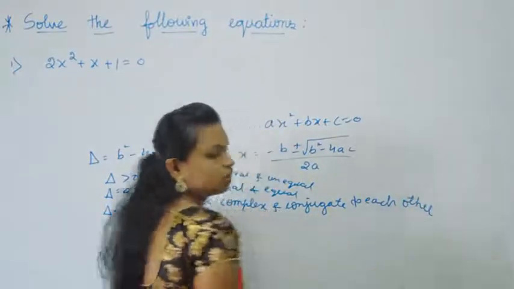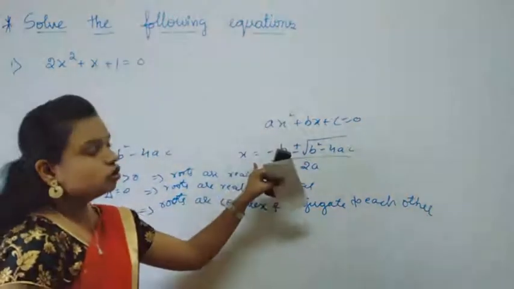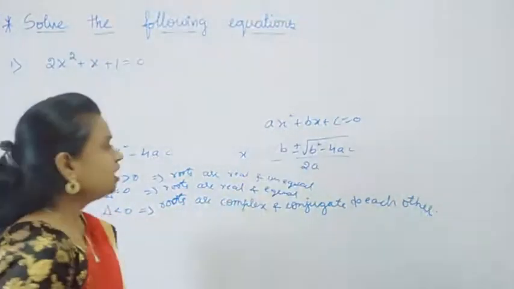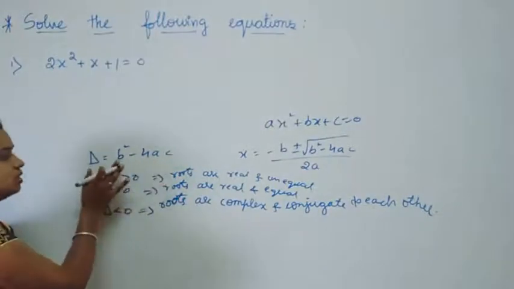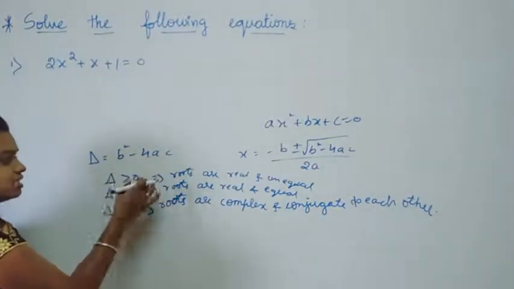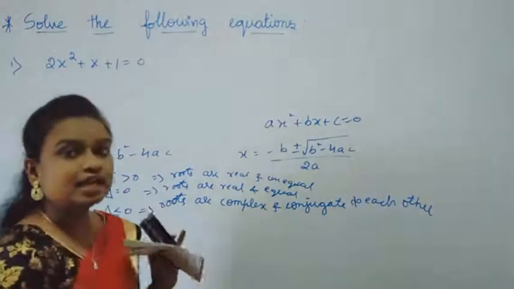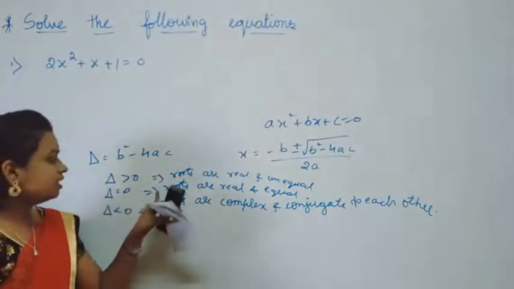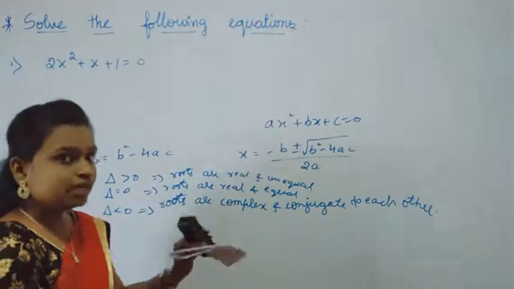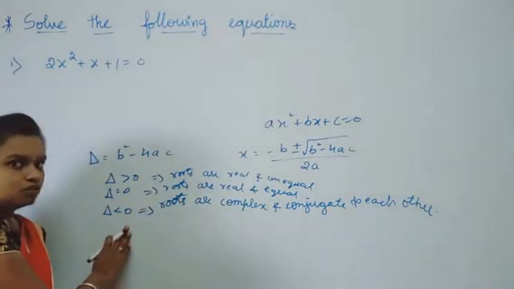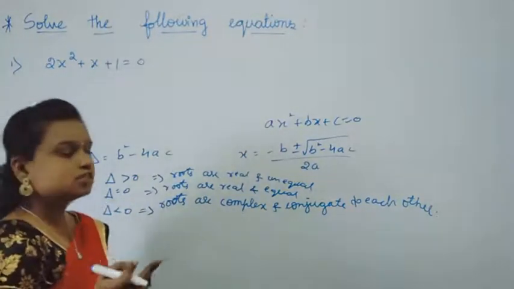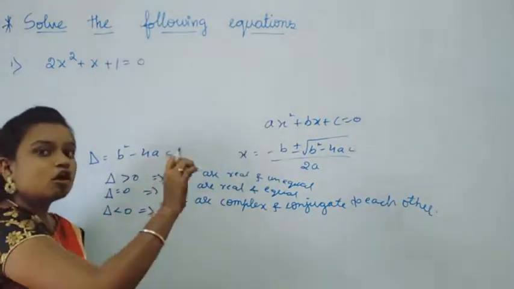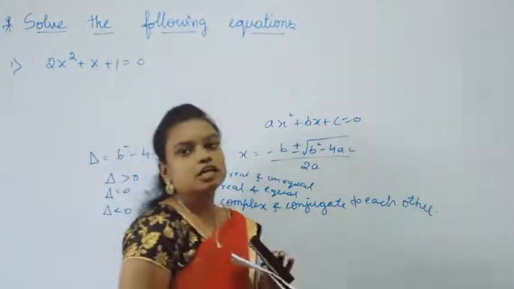Okay. So in quadratic equation, this is the root of the given quadratic equation. This is the formula. And if the discriminant, that is b square minus 4ac, is greater than 0, then the roots are real and they are unequal. If the discriminant is equal to 0, then the roots are real and equal. If the discriminant is less than 0, then there is no real roots. So if the discriminant is less than 0, then the roots are complex and they are conjugate to each other.